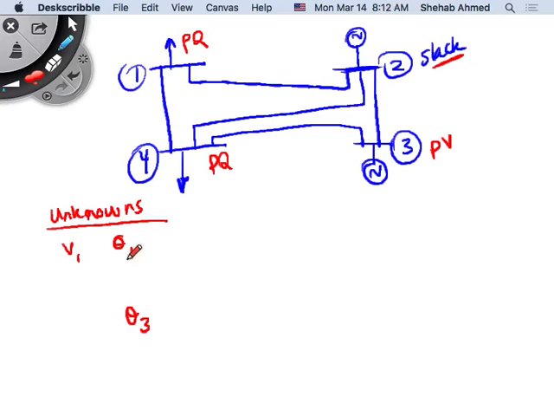And remember, I'm only putting the angle here because it's always with respect to the slack bus. So I'm not putting the angle difference, but we'll construct this and we'll see what I mean. How about bus 4? Same as bus 1, so I don't know V4 and theta 4. So I have 5 unknowns, and I need at least 5 equations to be able to calculate 5 unknowns, right? So what are the equations that I can use?